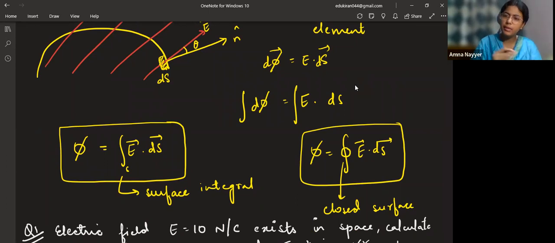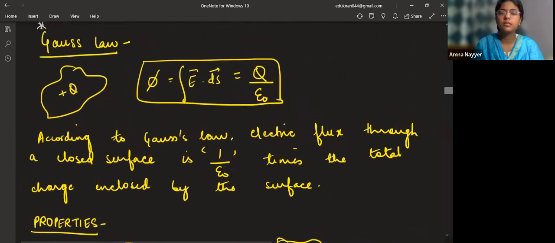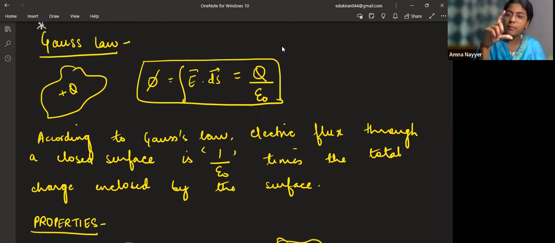Based on this whole concept of electric flux, we have Gauss law. What is the statement of Gauss law? Gauss's law states that the electric flux, whatever we have discussed about electric flux, is equal to 1 by epsilon naught times the total charge enclosed by the body. When we mention charge enclosed by the body, do not consider the charges present outside, even if they have an impact or no impact on the body. Just consider the charges enclosed within.